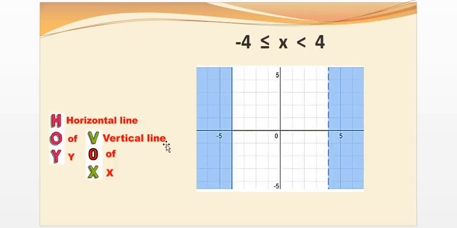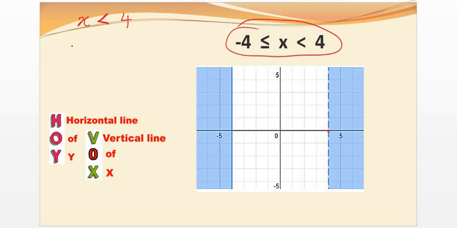I will explain with the help of an example. If I have to draw this inequality on the graph paper, when we say it's a compound inequality, that means we have two inequalities combined together. One of the inequalities is x is less than 4. For this symbol we need a dotted line. So here we have 4.